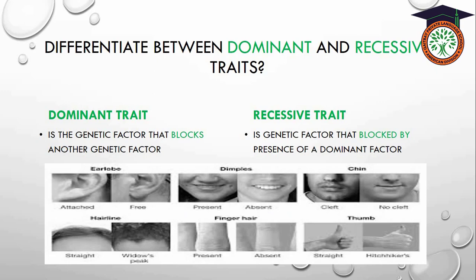Question number 3, differentiate between dominant and recessive trait. What is meant by dominant trait? It is the genetic factor that blocks another genetic factor, while the recessive trait is the genetic factor that is blocked by the dominant factor. We have many dominant and recessive traits, like this example, the ear lobe. If it's attached, this is the recessive one, while the free one is the dominant one, and there are many other examples.